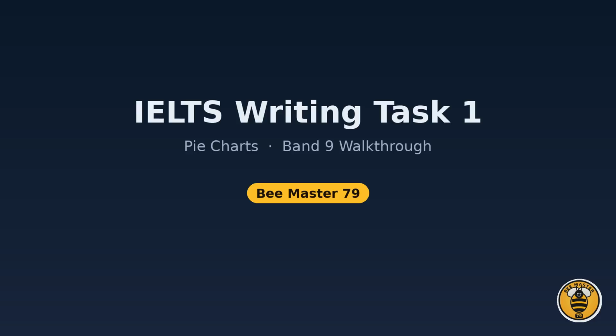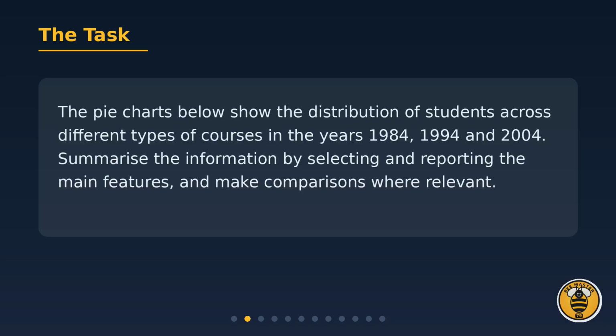In this lesson, we'll tackle an IELTS Writing Task 1 question with 3 pie charts and build a band 9 answer step by step. Here is the task. The pie charts show the distribution of students across different types of course in the years 1984, 1994, and 2004. We must summarize the main features and make comparisons where relevant.